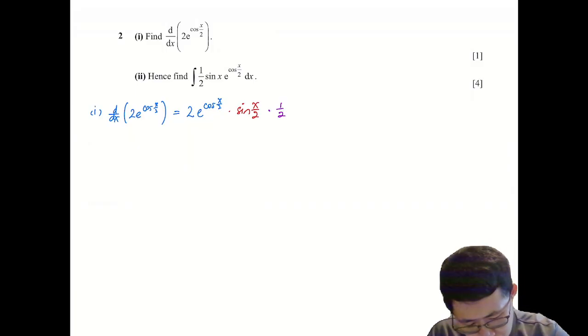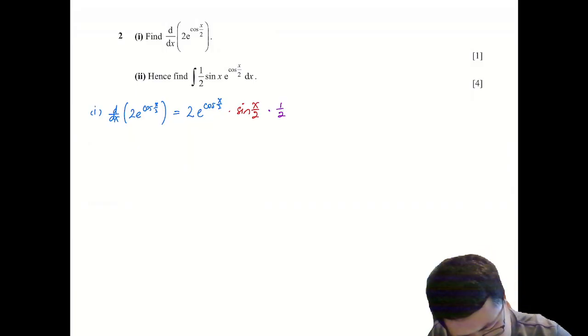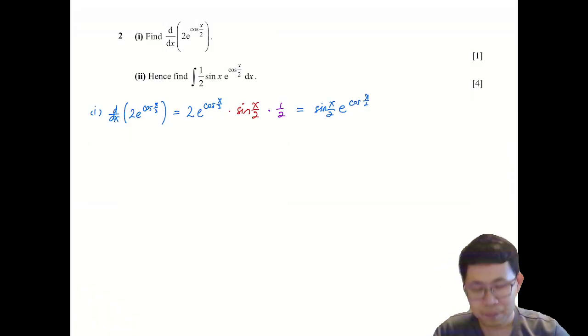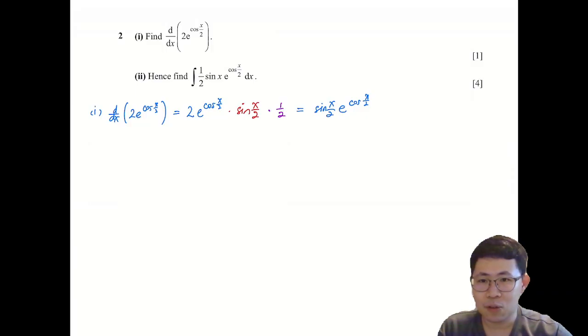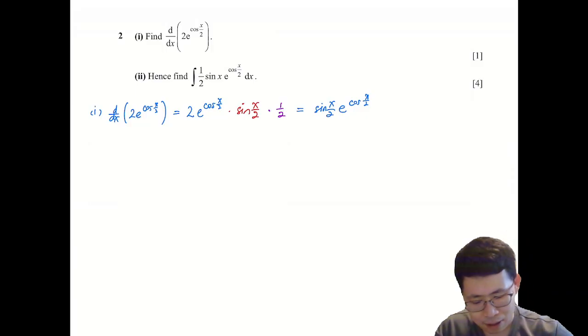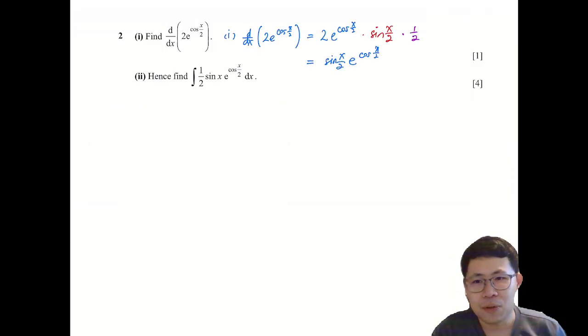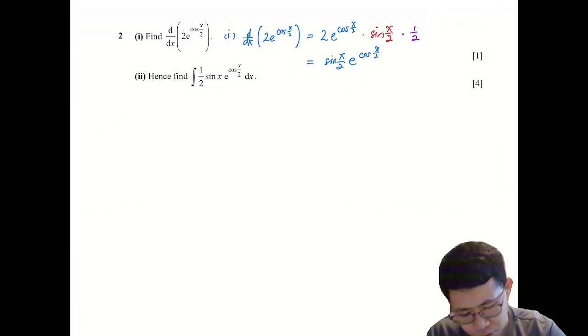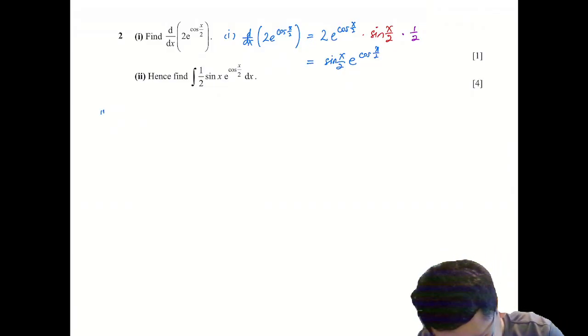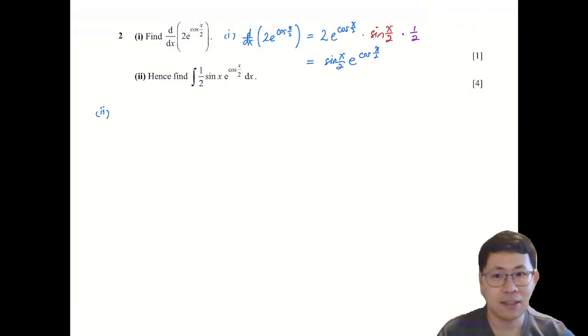So putting all of these together, this will give us sine x over 2 e to the power of cosine x over 2, like this. The 2 and a half cancel each other like that. So part 1, easy, no worries. Part 2, hence find that thing over there. So let me write out this thing over here first.